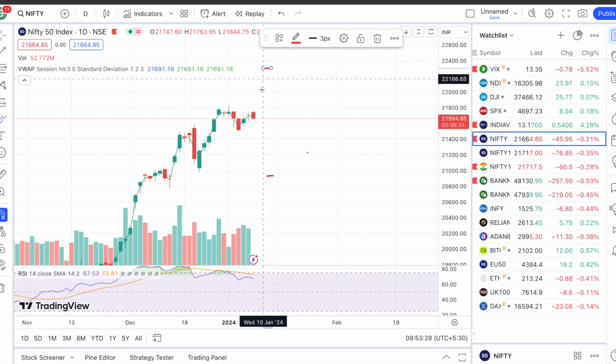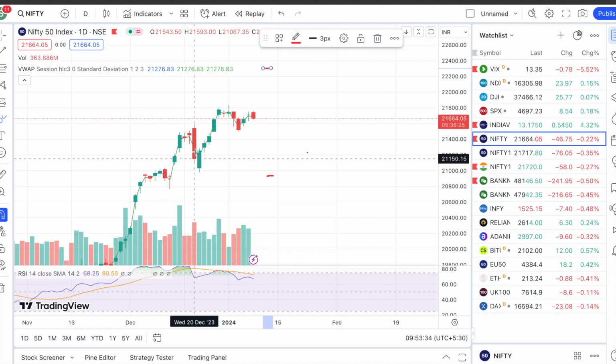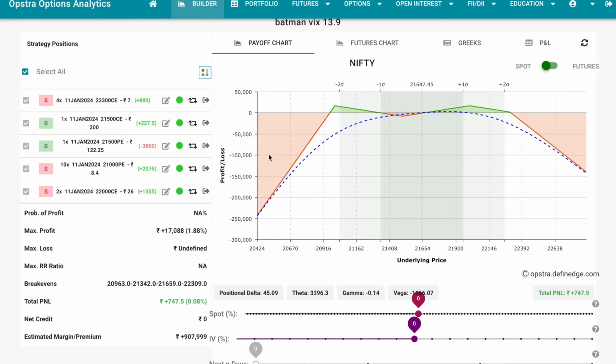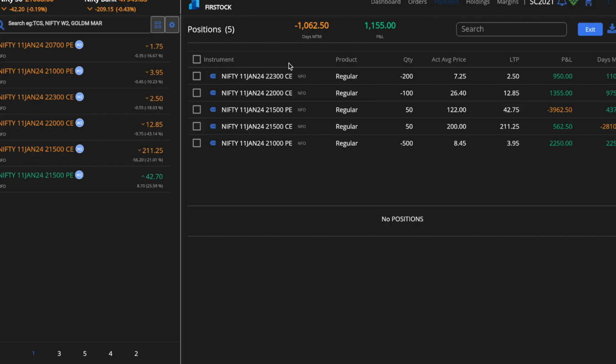As you can see, these two ends are not going to be reached in the next two trading sessions. It seems difficult, even if we get such a big candle. Now what we can do is probably reduce the break evens and bring this to the center. Let's look at this 22,300 CE. This 22,300 CE is something we can book and come to 22,000.